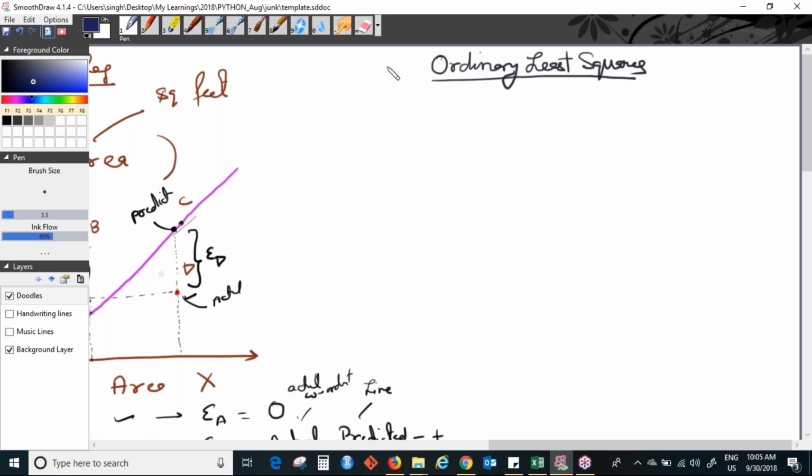So what have I written? I have written ordinary least square. This is the name of an algorithm. Ordinary least square, or OLS, is the name of the algorithm that is used to find the straight line which gives the least amount of error, because that is our goal, right? Our goal is to minimize the error. That line is given by ordinary least square.